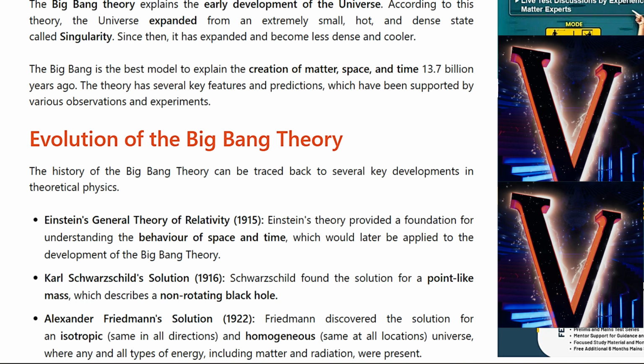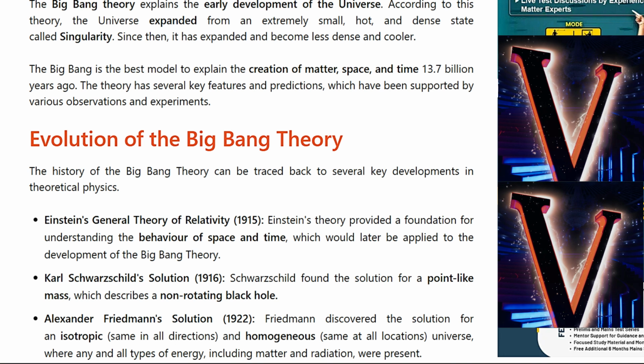The history of Big Bang Theory can be traced back to several key developments in theoretical physics. Einstein's general theory of relativity, 1950. Einstein's theory provided a foundation for understanding the behavior of space and time, which would later be applied to the development of the Big Bang Theory. Carl Schwarzschild's solution, 1960. Schwarzschild found a solution for a point-like mass which describes a non-rotating black hole.